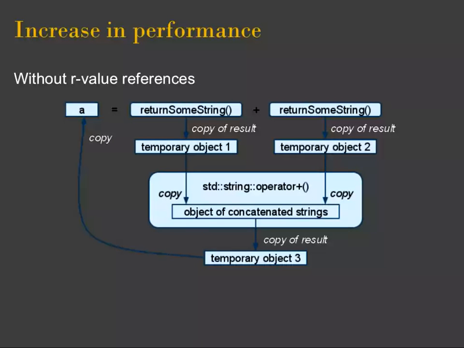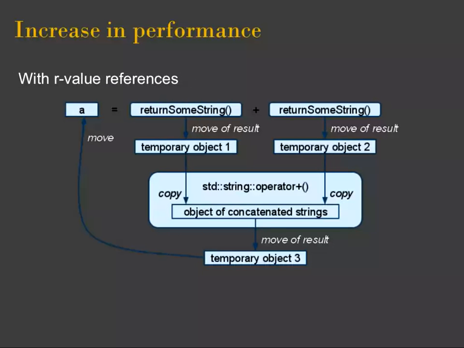Let's now move on to the description of the performance increase by using R-value references. Let me go back to my first diagram. As I explained before, there is too much unnecessary copying of data. And now, have a look at this diagram. Almost all occurrences of doing a copy disappeared only by using R-value references. Just 2 of 6 are still there, but they are necessary for making the concatenation.